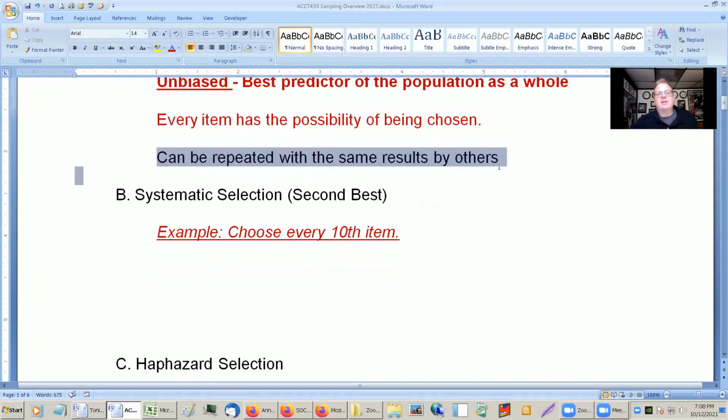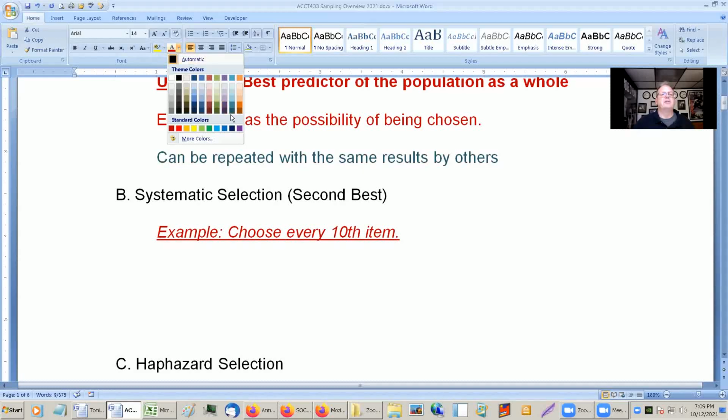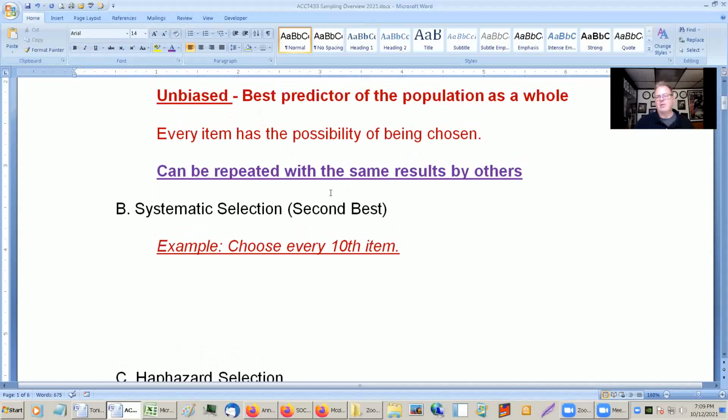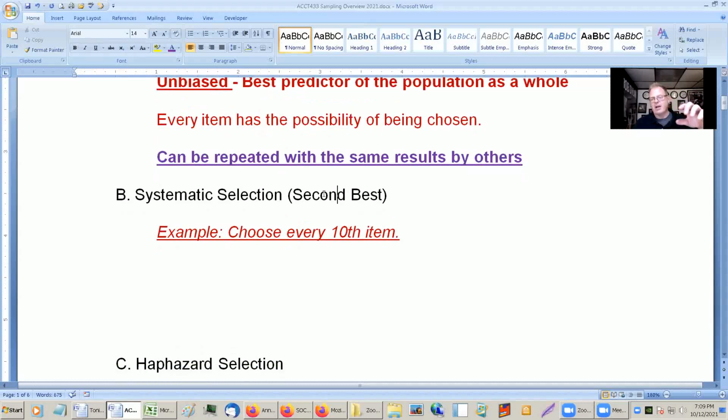It can be repeated with the same results by others. So in other words, if you pick a random sample, you can give that same random sample to somebody else, and they'll find the same thing. However the random sample was picked, it can be repeated with the same result. So if you have a random number table, you can say, okay, we chose column 3. Everyone can go down column 3 and choose a random sample. It'll be the same sample that everyone can use. Same thing here.